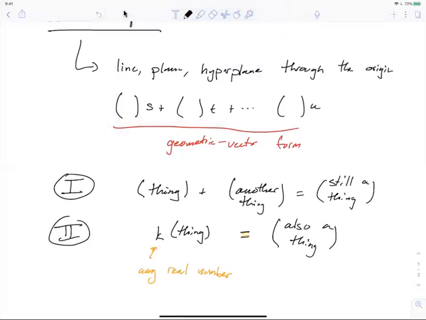Now this might seem very disjoint from what a line is or these geometric vector forms, but let's go ahead and give some examples, and then we'll come back and I'll convince you that this is in fact the exact properties of what a line, a plane, or a hyperplane really are. All right, so let's do some examples.